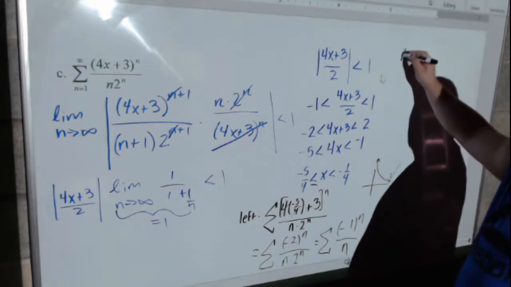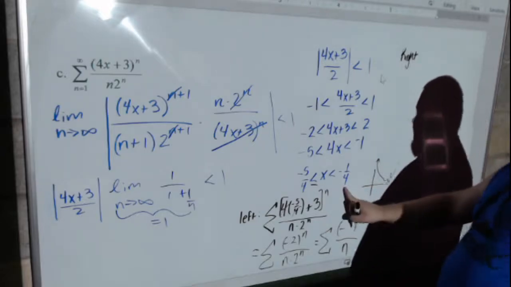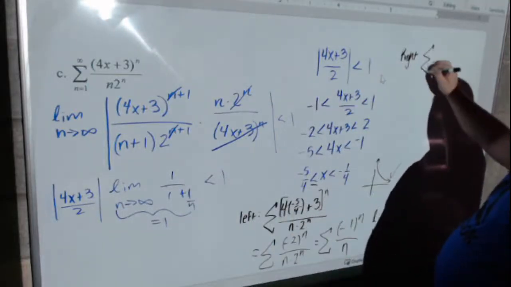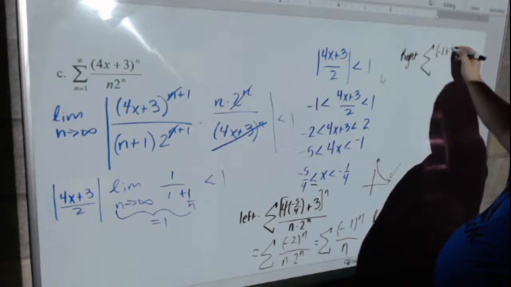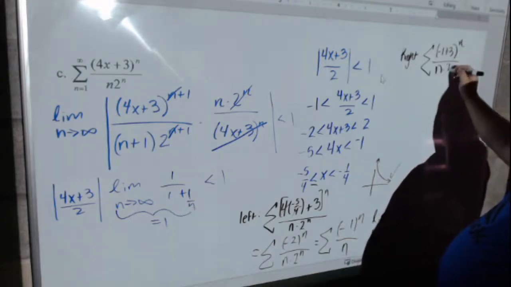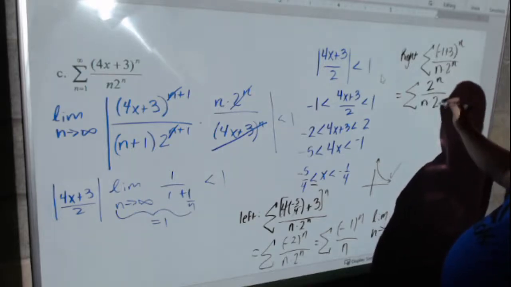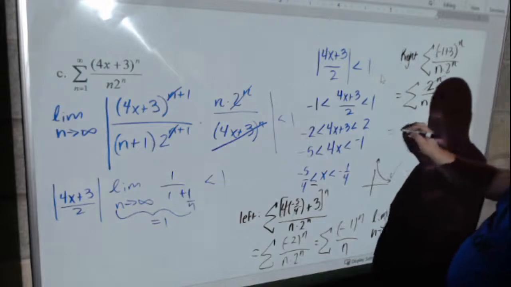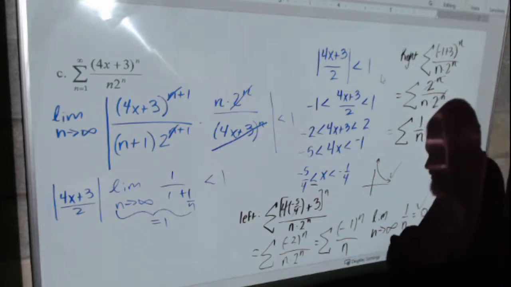Finally, we need to do the right endpoint. So that's plugging negative 1/4 back in there. So this is sum. 4 times a negative 1/4 is going to be negative 1 plus 3 to the n over n times 2 to the n. Negative 1 plus 3 is 2. So we end up with 2 to the n over n times 2 to the n. These cancel. That leaves me with the sum of 1 over n. Can someone please tell me what that is?